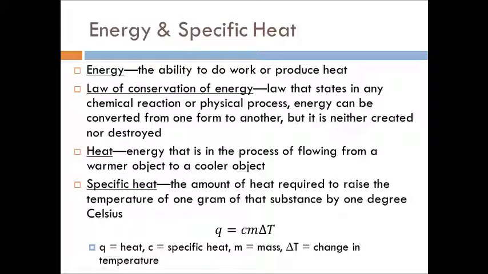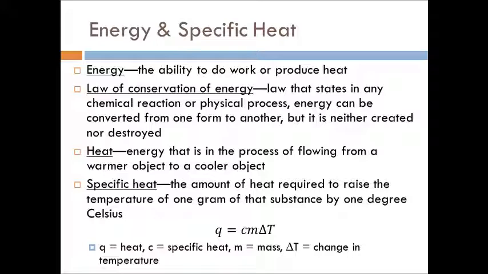The law of conservation of energy is the same as the law of conservation of mass or matter, that it can't be created or destroyed. It's just going to be transferring from one type to another. Heat is basically energy that's going to flow from something that is warmer to something cooler.